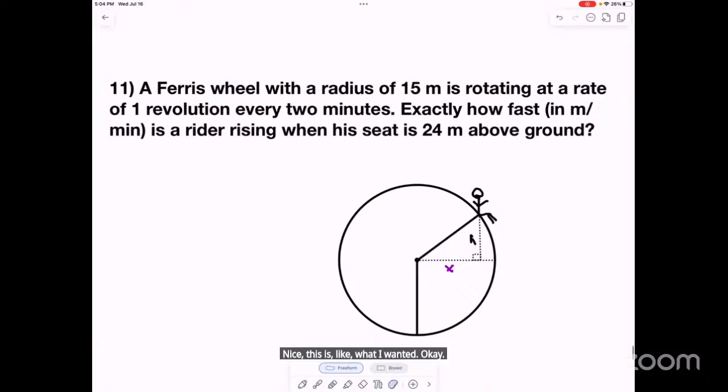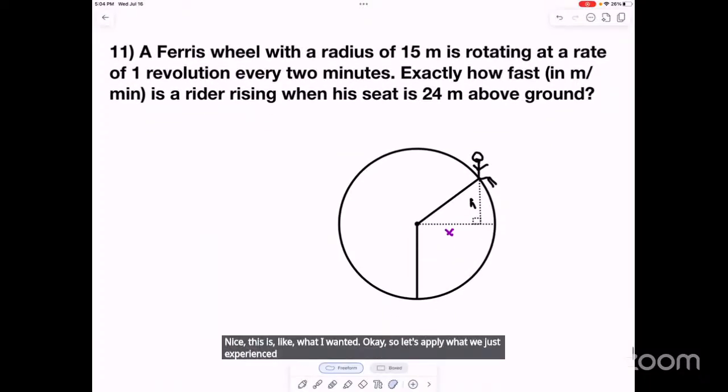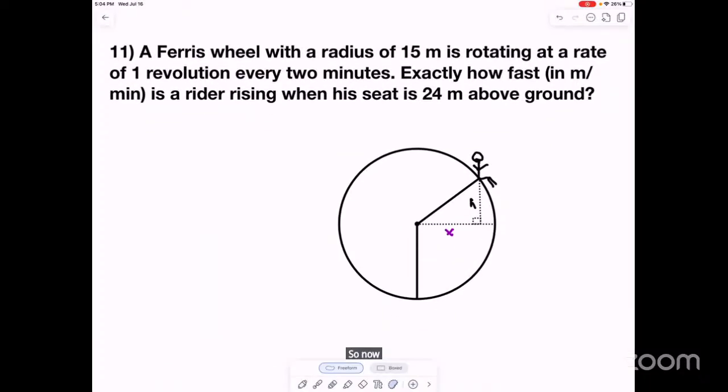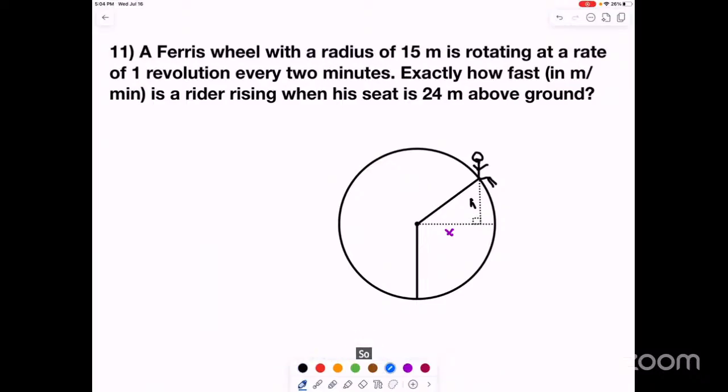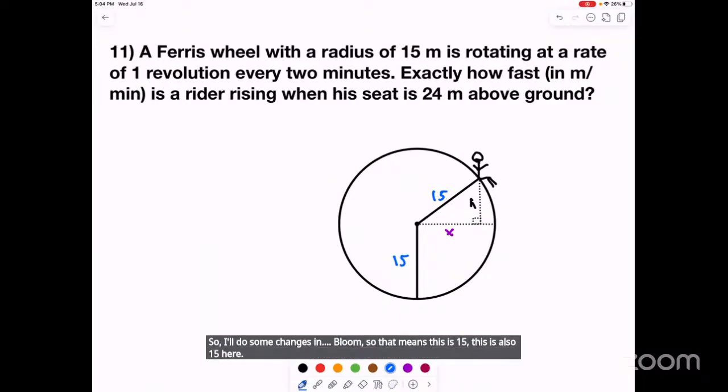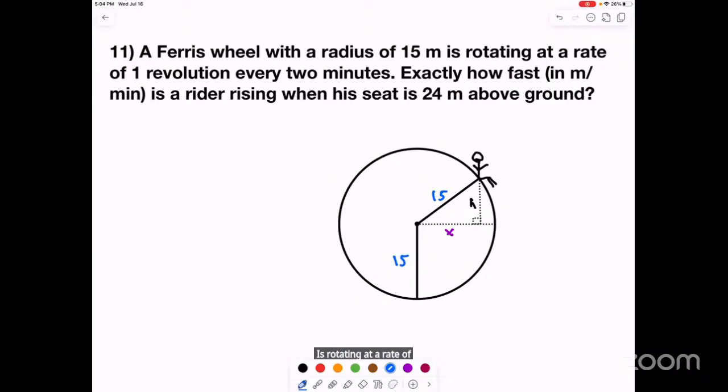Okay, so let's apply what we just experienced in that example to ours. So now in this one, this is the one that we were given. A Ferris wheel with a radius of 15 meters, okay? So I'll do some changes in blue. So that means this is 15, this is also 15 here. Is rotating at a rate of 1 revolution every 2 minutes, okay?